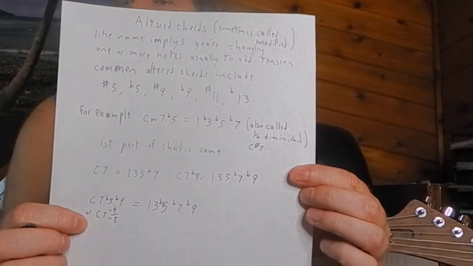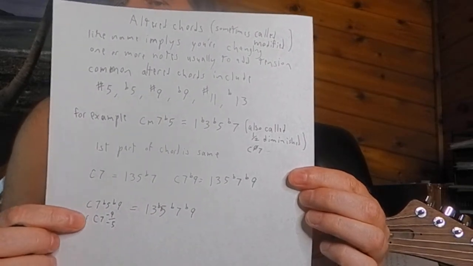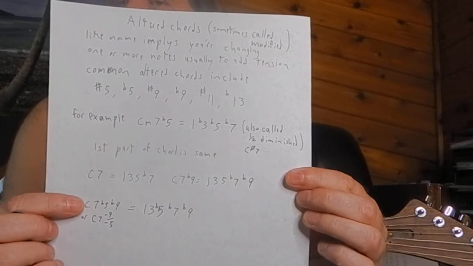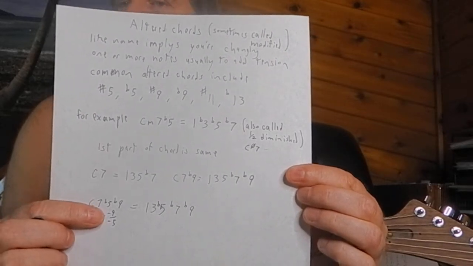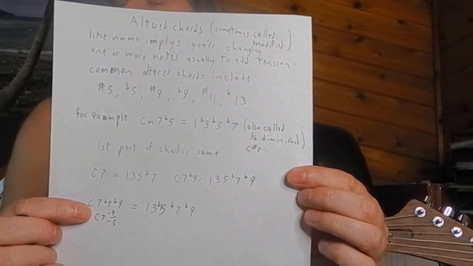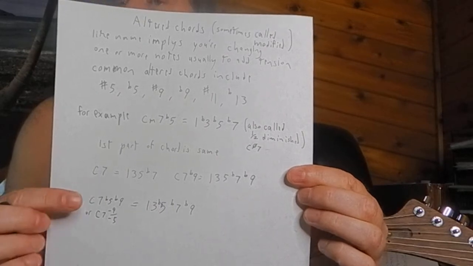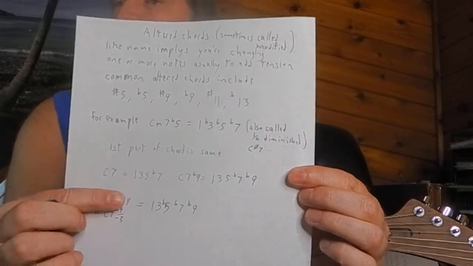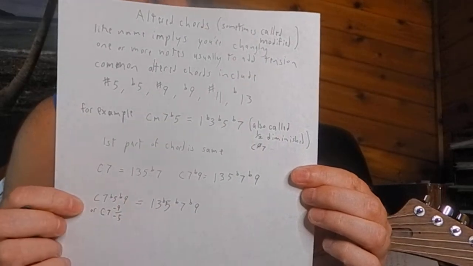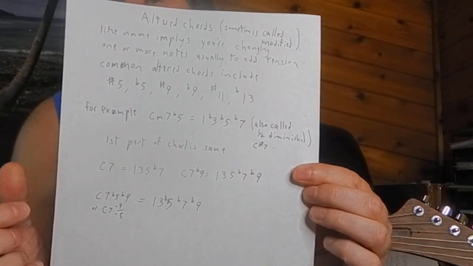Even if you have something complex like a C7 flat 5, flat 9, and sometimes minus signs are used, sometimes flat signs are used, it's just, again, the C7, which is the 1, 3, 5, flat 7. But in this case it says to flat the 5, so we're going to put flat 5 instead of the 5. And it says flat the 9, so it's 1, 3, flat 5, flat 7, flat 9.